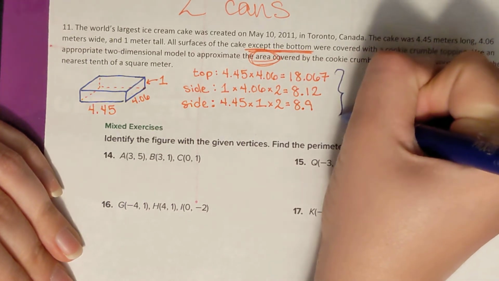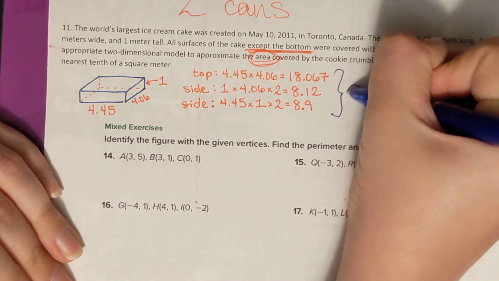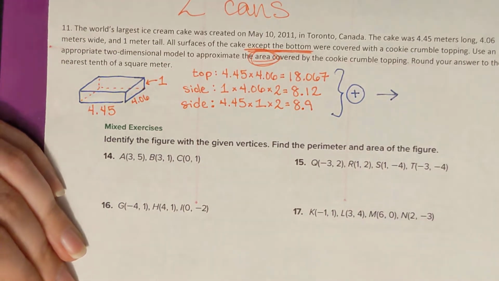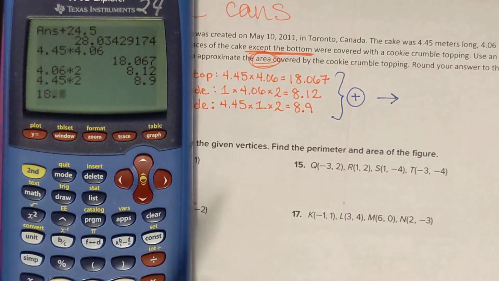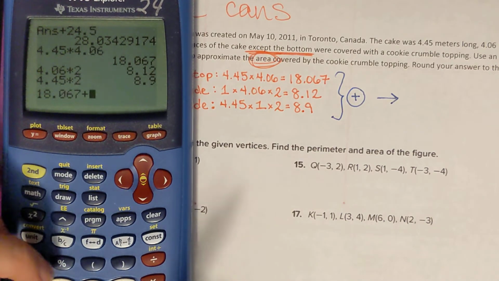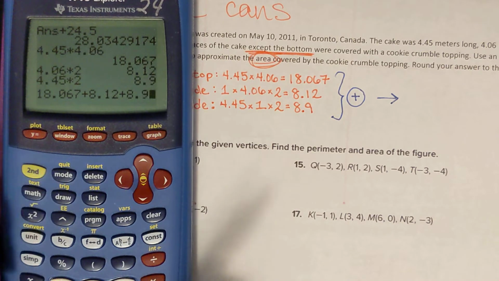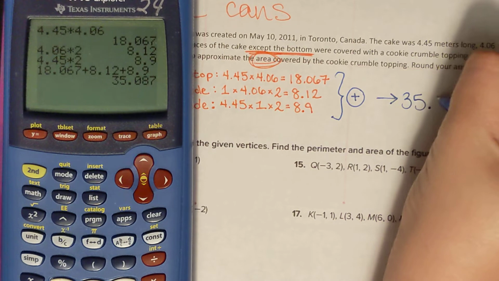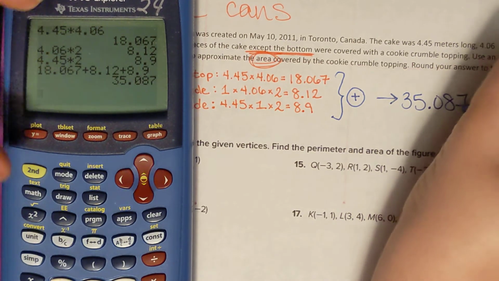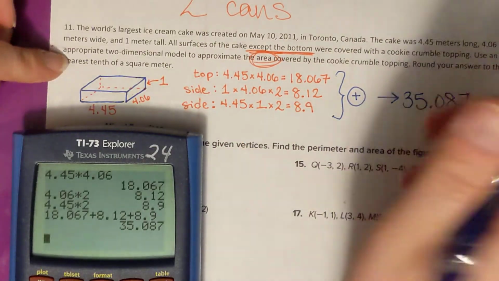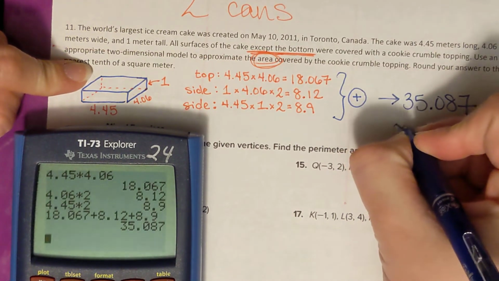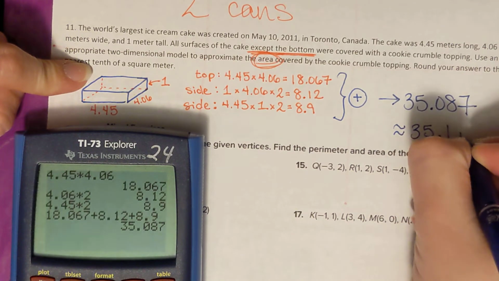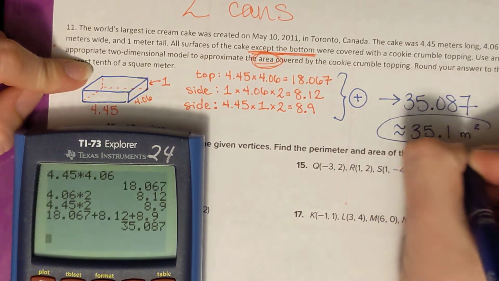And now you're going to take all of those and we're going to add all that together. And at the very, very end, you should get 35.087, which they wanted us to round to the nearest tenth, which is about 35.1 meters squared.